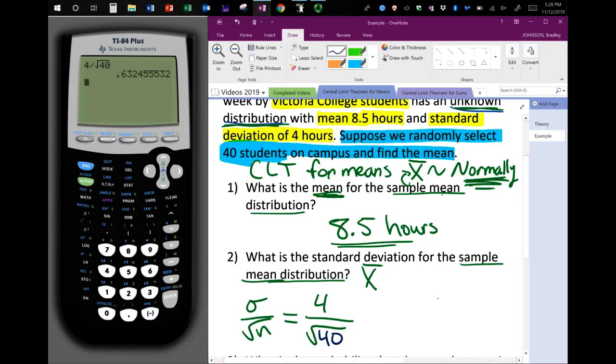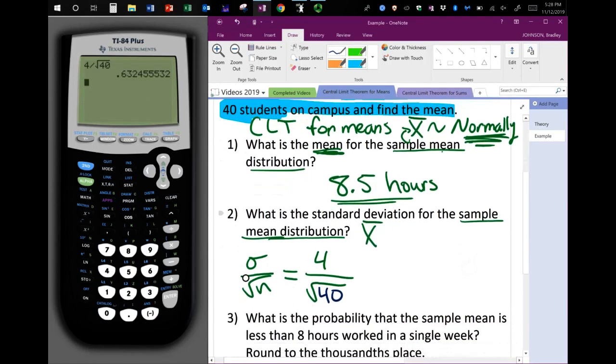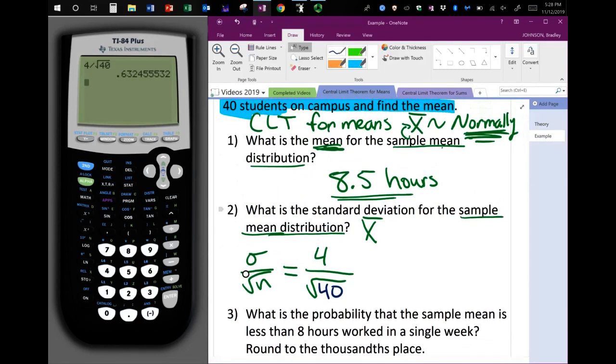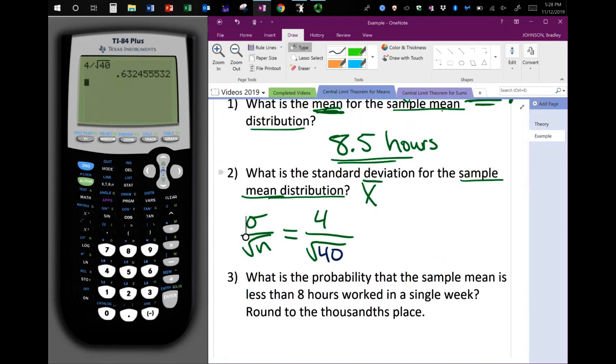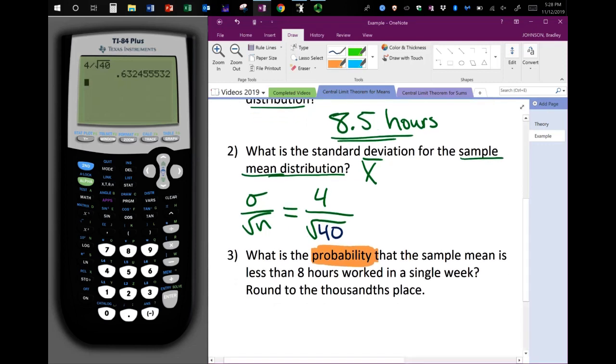But what I'm most interested in is finding probabilities. And to find probabilities, we are going to use the idea of normal distributions. So here is our first question with probability. What is the probability that the sample mean is less than 8 hours worked in a single week? Round to the thousandths place. So now we're dealing with this idea of probability. Do you remember how to find the probability with a normal distribution? And we will use the calculator.